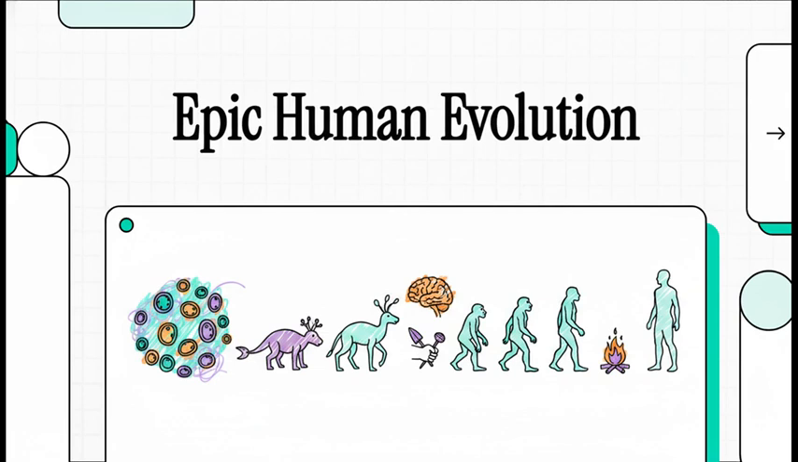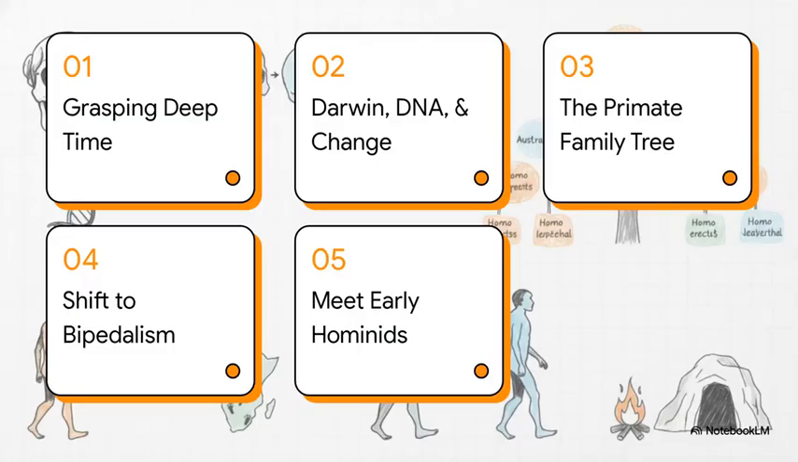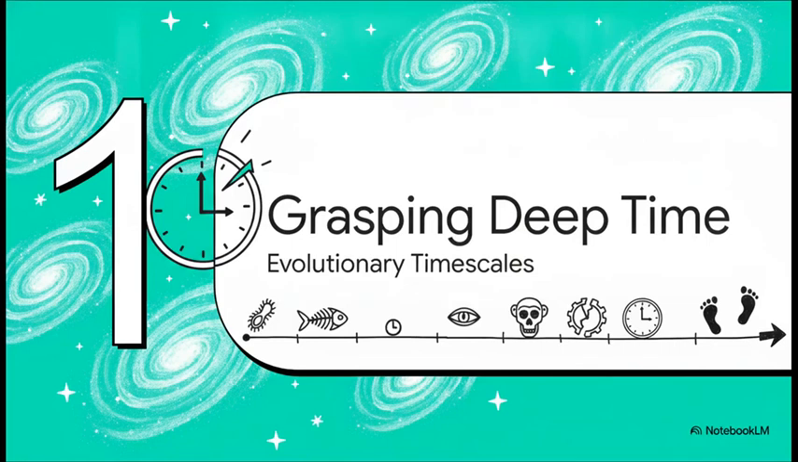Let's dive right in. Here's our roadmap for this explainer. First up, grasping deep evolutionary time. Then Darwin, DNA, and change. After that, we'll explore the primate family tree, look at the shift to bipedalism, and finally, meet the early hominids. All right, kicking things off with part 1, grasping deep evolutionary time.